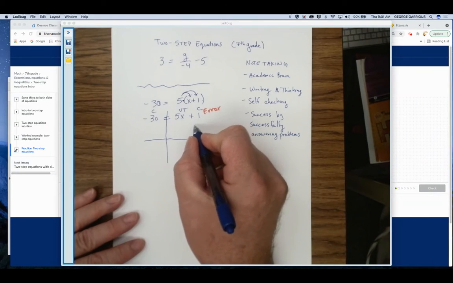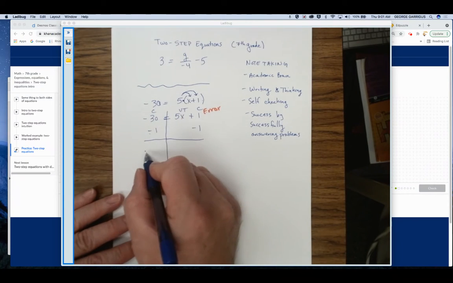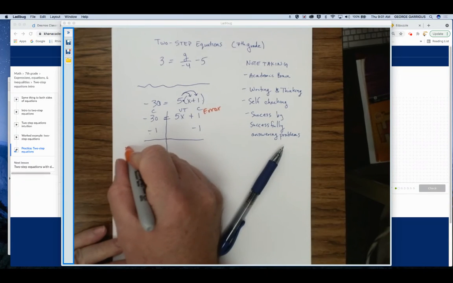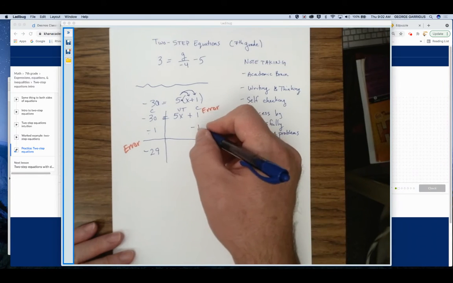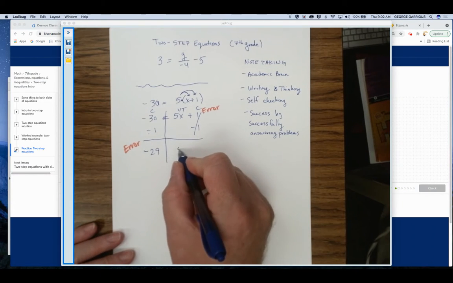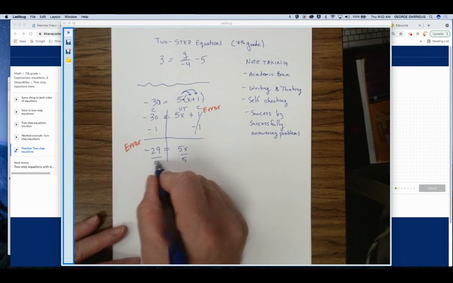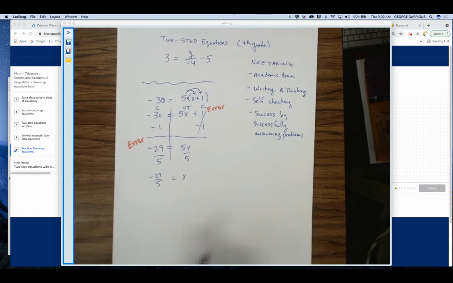And now I'm going to subtract 1 from both sides. Negative 30 minus 1 is, let's say, negative 29. And that's another error. So I've made 2 really big errors so far. And I slash this out. Oh, and I have 5x equals negative 29. I divide by 5. And I get x equals negative 29 over 5. So I think I've got the right answer, negative 29 over 5.